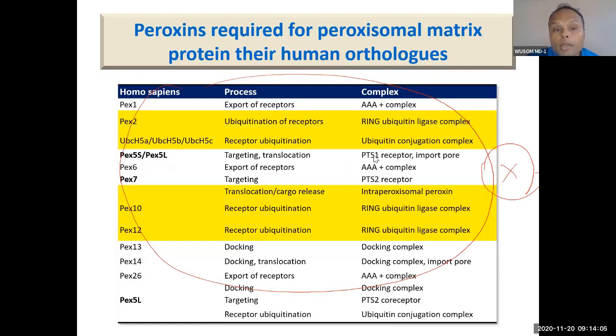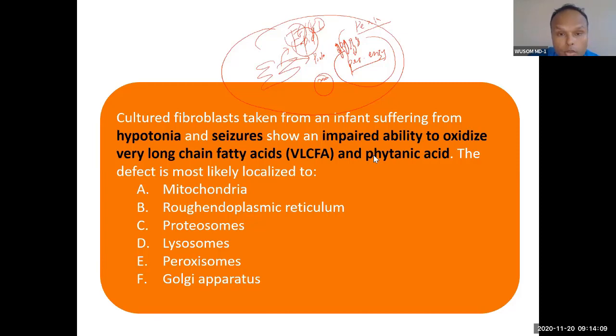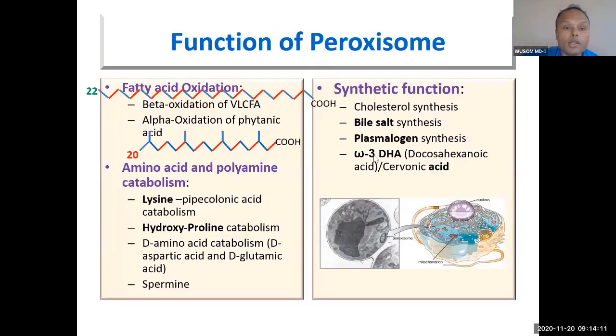Before going to the problem, we need to understand the function of this peroxisome. What are the functions? If you know the function of peroxisome, you can work out what will happen if peroxisome is not there. So you will correlate that with your disease. You can see peroxisome. I have already described that peroxisome is involved in fatty acid oxidation.